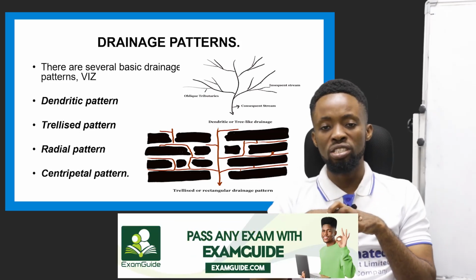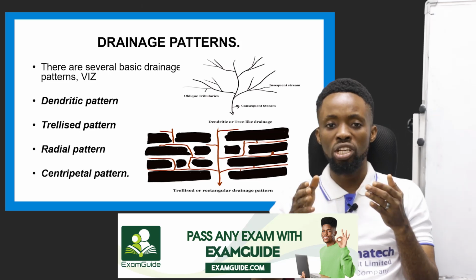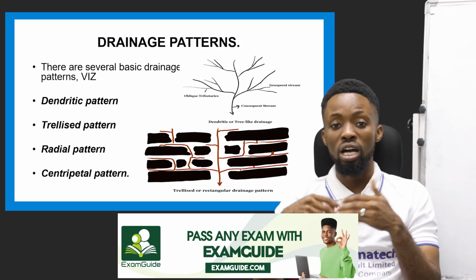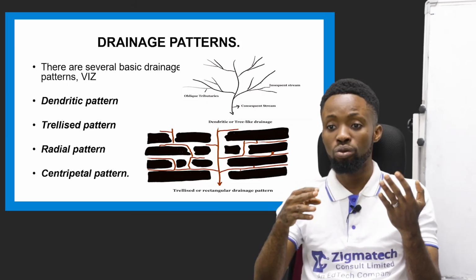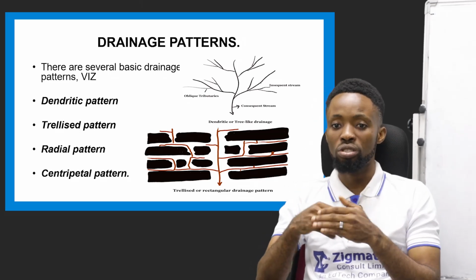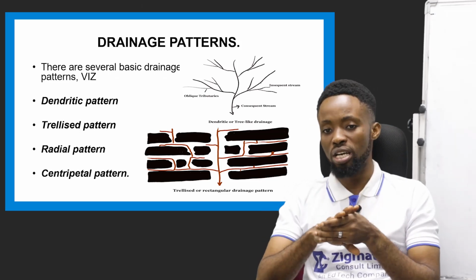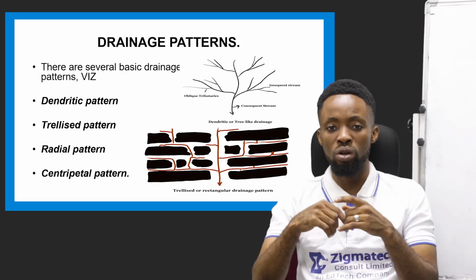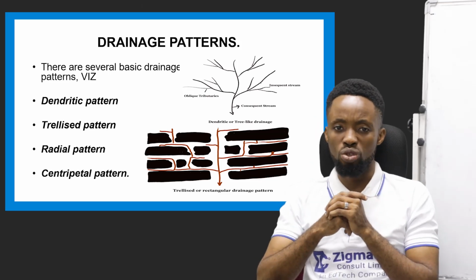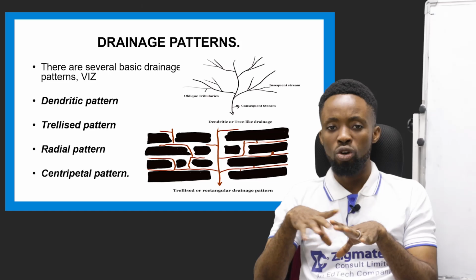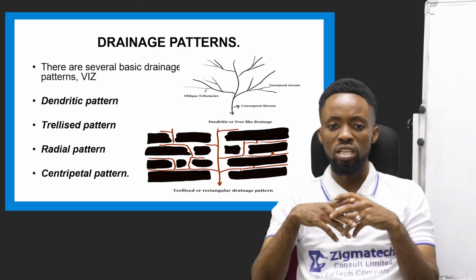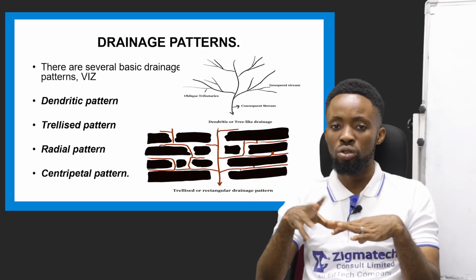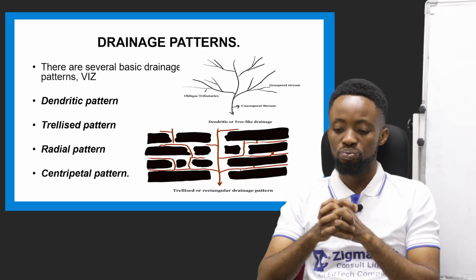Then we also have the trellised drainage pattern. In the trellised drainage pattern, you see that the minor channels of water are perpendicular to the major channel, and all of these minor channels flow to the major channel and drain out. Then we have the radial pattern and the centripetal pattern. For the radial pattern, it's water flowing out from a single source in different opposing directions. Then for the centripetal pattern, we have different channels of water flowing to one source in a radial pattern too.